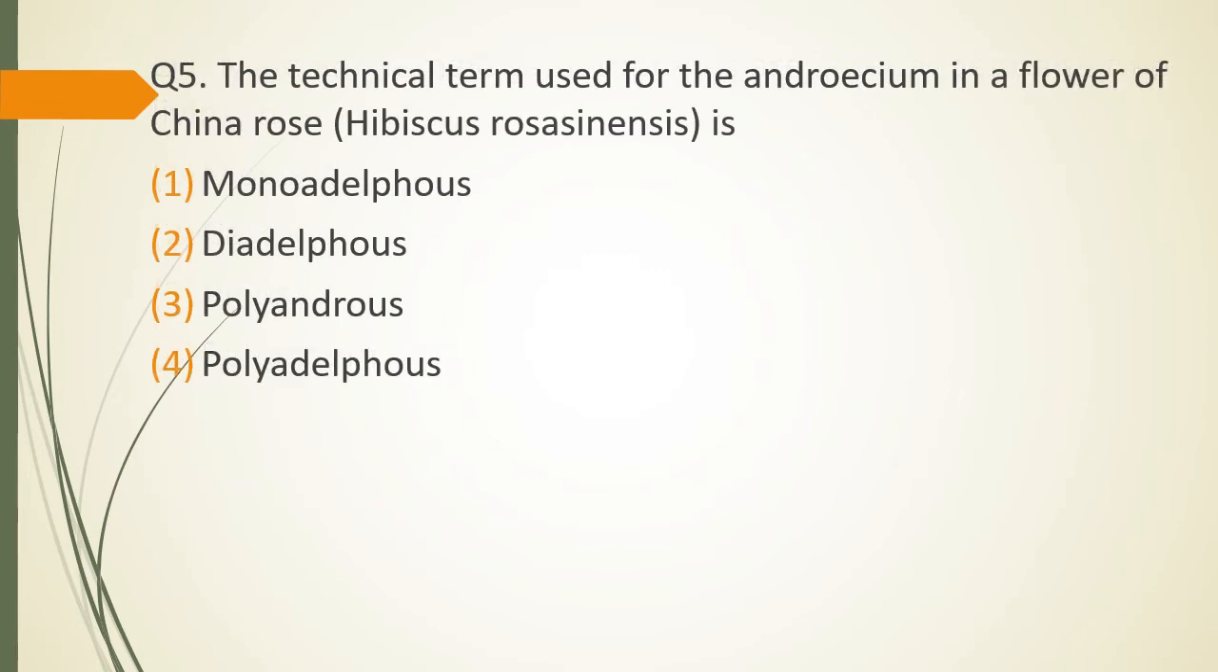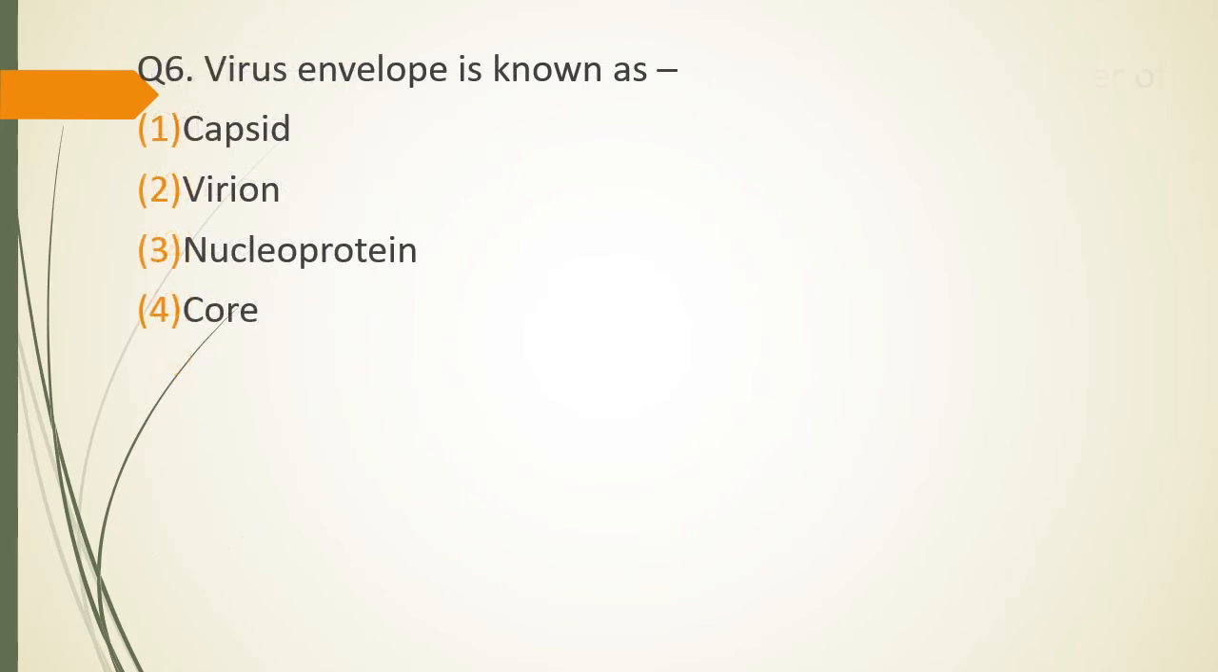Question number 5. The technical term used for the androecium in a flower of China rose is monoadelphous, diadelphous, polyandrous, polyadelphous. The correct answer is option 1, monoadelphous. Question number 6. The virus envelope is known as capsid, virion, nucleoprotein, core. Correct answer is option 1, capsid.